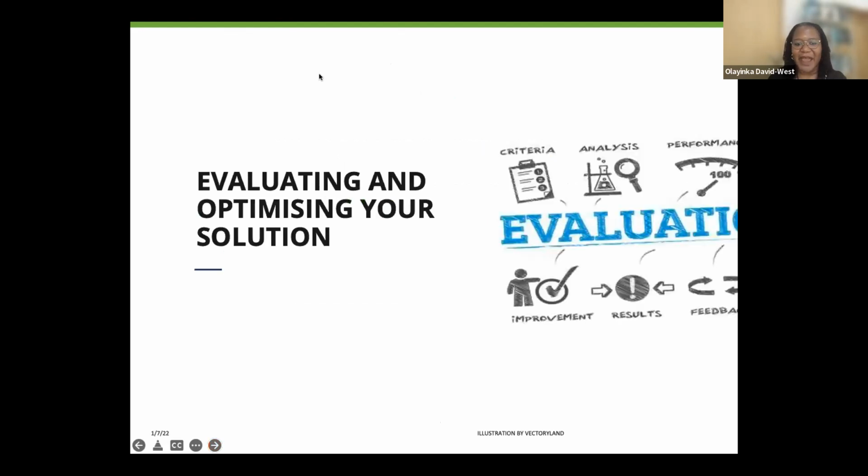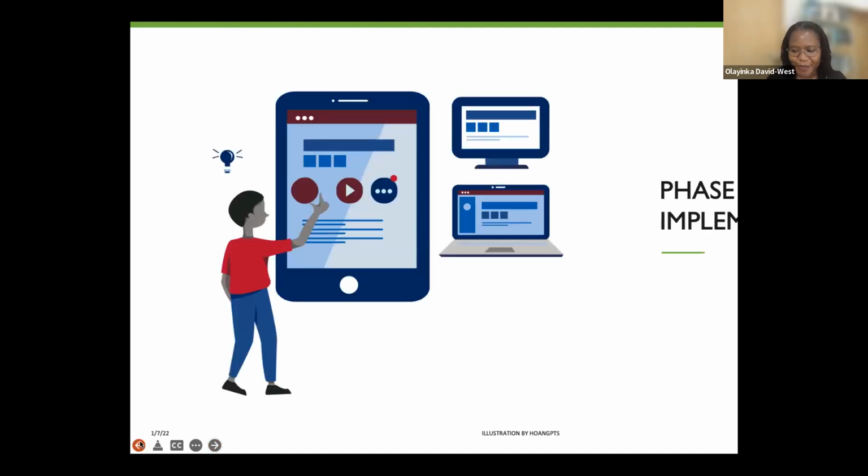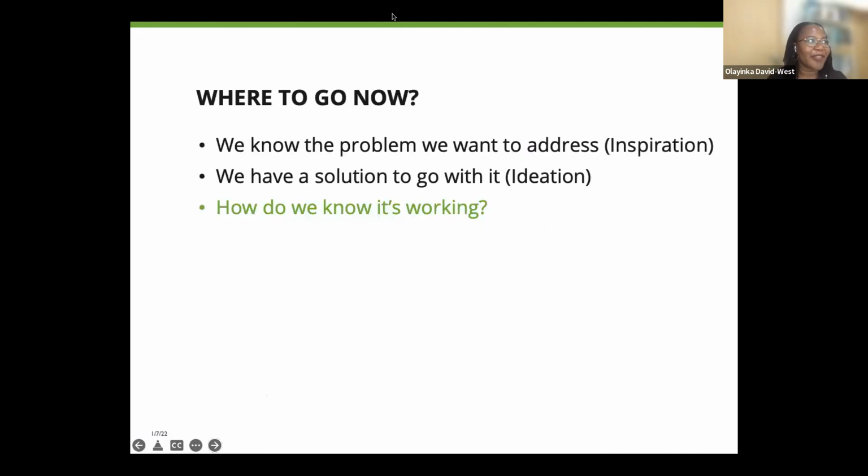So as we said, we have 3 I's in our phases. The first is inspiration, the second ideation, and the third implementation. So just keep telling yourself 3 I's, 3 I's, 3 I's, and you'll remember it sooner rather than later. So what we want to talk about is, and this is where we're coming from, we know the problem we want to address, right? So we know we're inspired, we know the problem, we've spoken to our customers, we've done our customer research, we've identified the opportunity. So we have that inspiration.